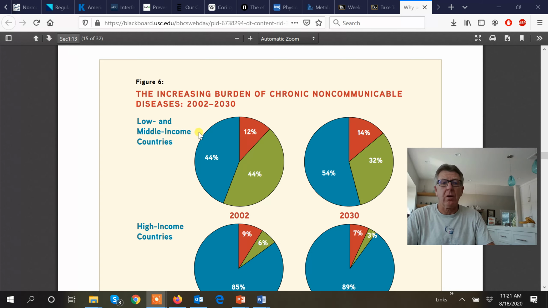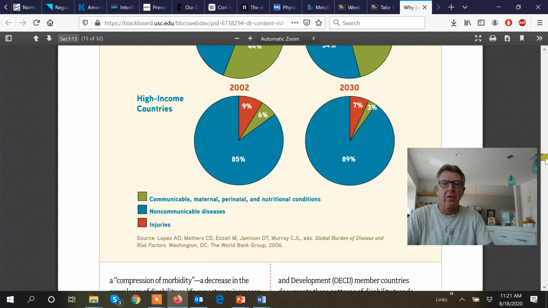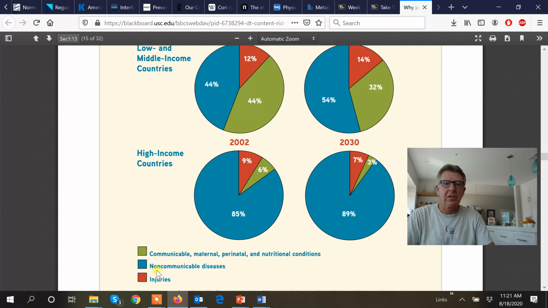Okay, so we see here in low and middle income, we're going to look at what the scale is. It's color coded. We have injuries, communicable diseases, and these are all causes of disease and morbidity. For communicable disease, you see here, not so much for them, a lot for us. For the non-communicable diseases, this is their cancer, heart disease, and diabetes. Look at us. They're going to go up by 2030, but not like us. It all has to do with money and indulging.